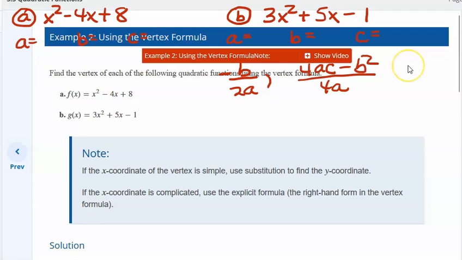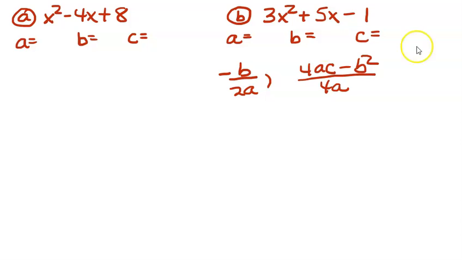As we go on to example 2, I've written these two equations, and we're asked to find the vertex of each. And using the quadratic vertex formula here, let's go to the whiteboard. Now we need to identify the A, B, and C. Our A here is 1, our B is negative 4, and our C is 8. Here it's going to be 3, B is 5, and C is negative 1.